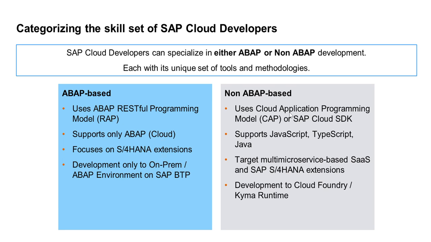When it comes to non-ABAP based, we are going to use the Cloud Application Programming model or SAP Cloud SDK. Here we are going to use Fiori, JavaScript, everything. So here you can see the main difference. For the development we are going to use Cloud Foundry, and we will run the application and deploy it to our BTP. Here the development is only on the on-premises and ABAP environment.